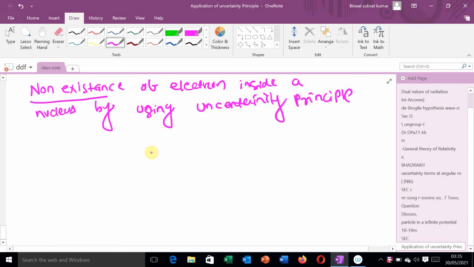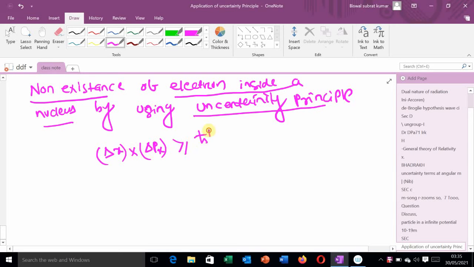Today we will discuss the non-existence of an electron inside a nucleus by using the uncertainty principle. So first we will discuss what the uncertainty principle is. The uncertainty principle says that the uncertainty in the position and the uncertainty in the corresponding momentum, if you multiply these two quantities, it will always be greater than h cross by 2.